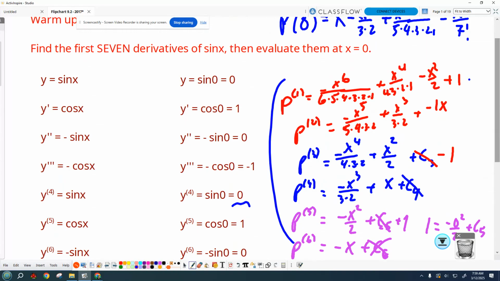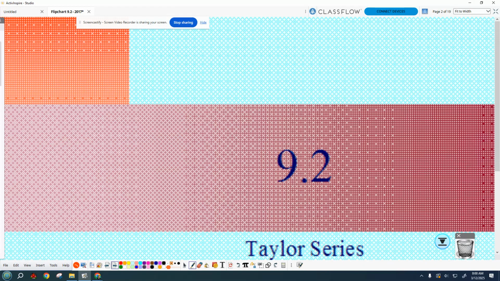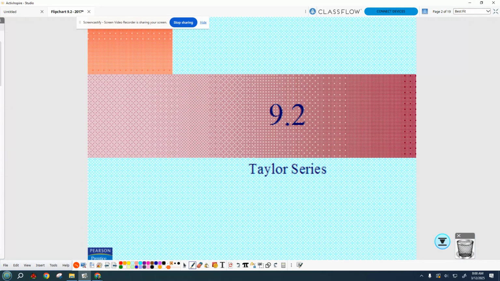If you guys did not finish filling out the packet from 9.1, please at least look at the key that's posted online. Here's the 9.2 packet. There's a stack going around the room.